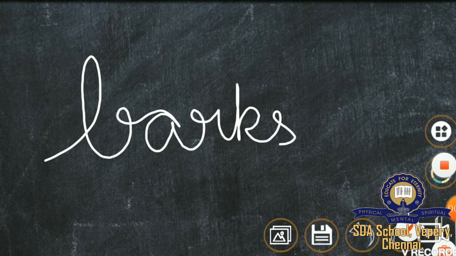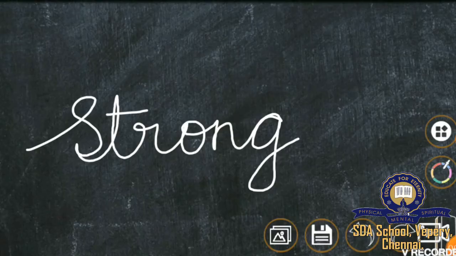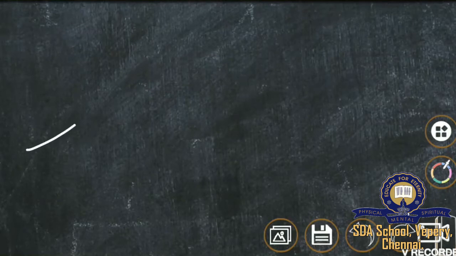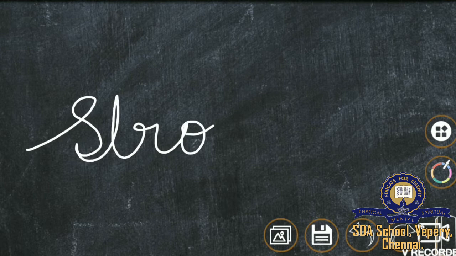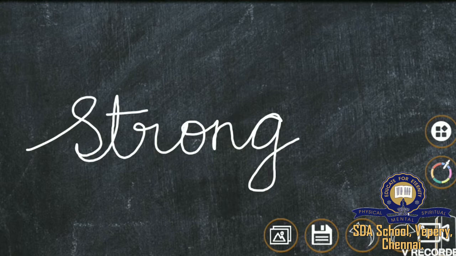Now we'll see the next spelling. The next spelling will be strong. Shall we see the spelling now? Yes. S-T-R-O-N-G, strong. What is the spelling for strong? S-T-R-O-N-G, strong. This is the spelling for strong. Shall we go to the next spelling?